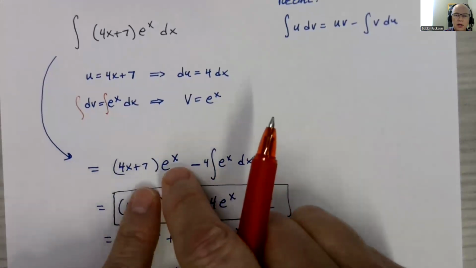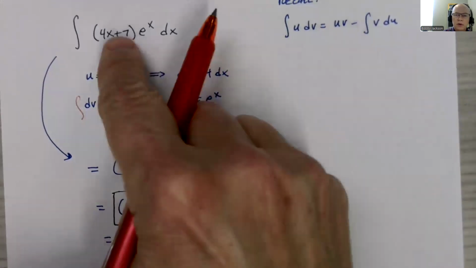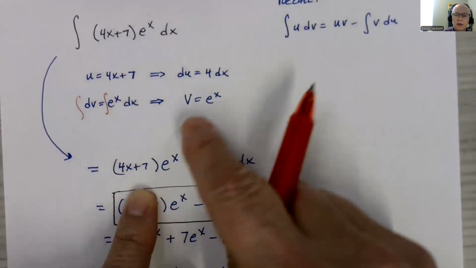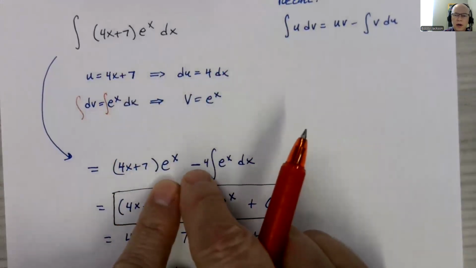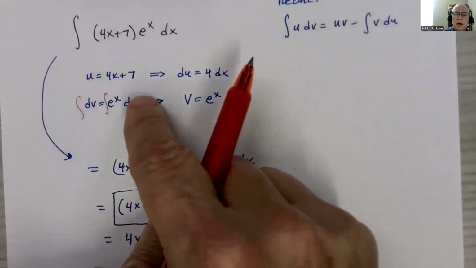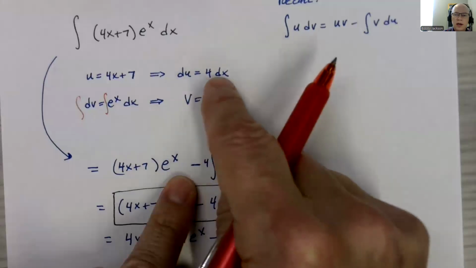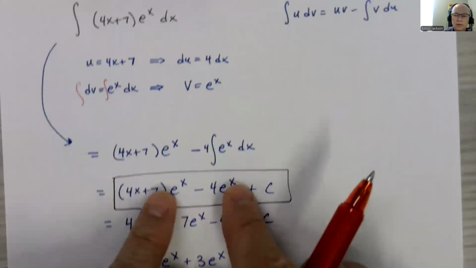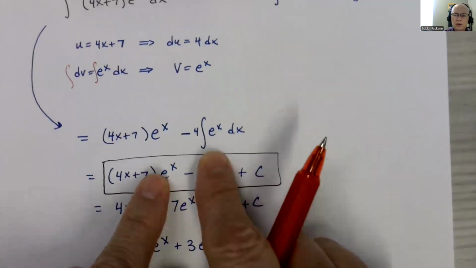So, integral of u dv is uv, so u is 4x plus 7, v is e to the x, minus the integral v du. Well, v is e to the x, and du is 4 dx. So I get 4 e to the x dx. I'll pull that 4 out of the integral. We can now do this integral.